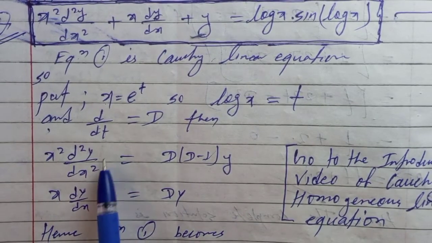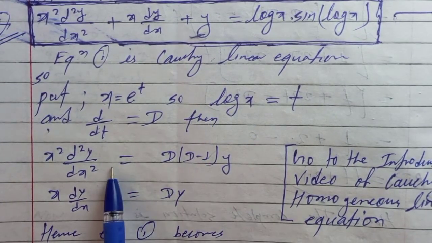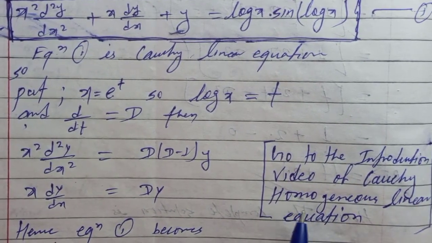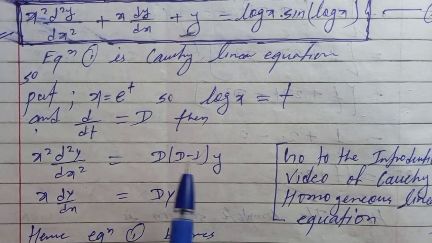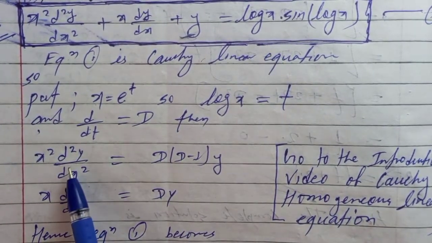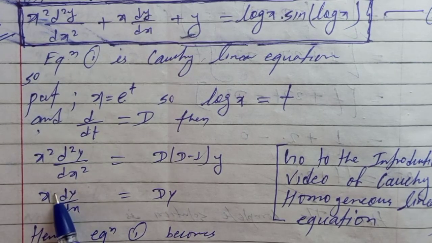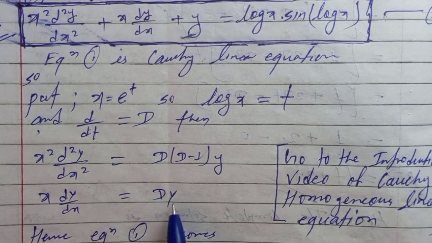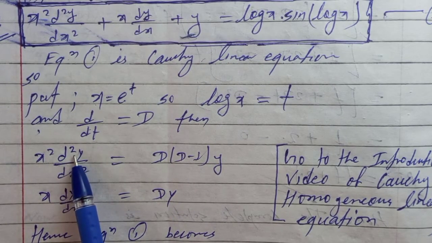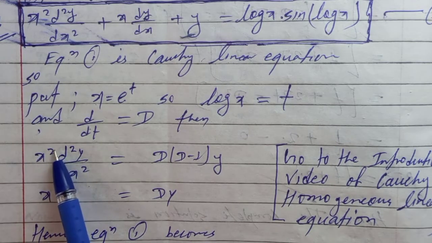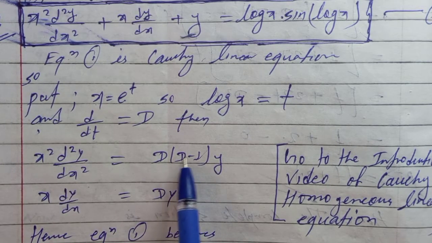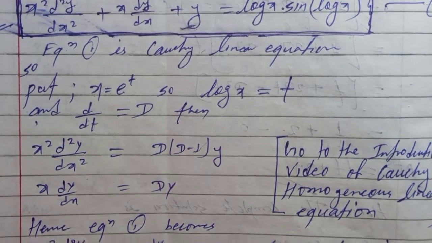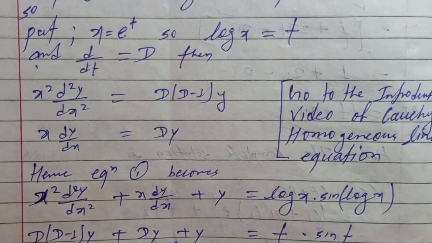If you don't know how to make this equation into symbolic form, then please go to the introduction video of Cauchy homogeneous linear equation, where you can get detail about how to convert the given differential equation into symbolic form. And wherever we get the first derivative and x with the first power, we're going to replace it with dy. And similarly, second derivative with the power square of x, we're going to replace it by d into d minus 1 into y. So with the help of this substitution, we're going to get our given equation into symbolic form.